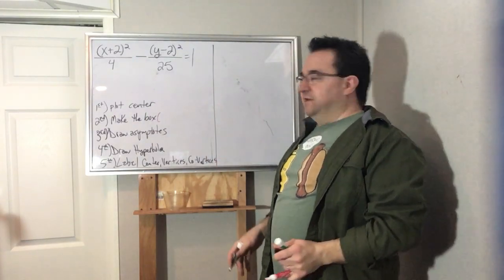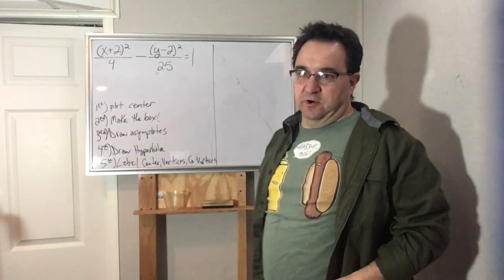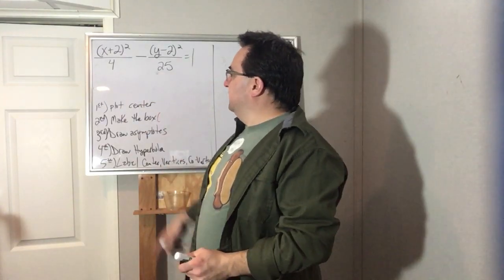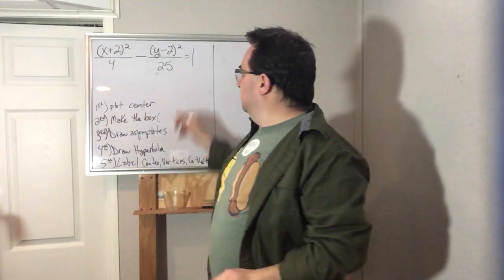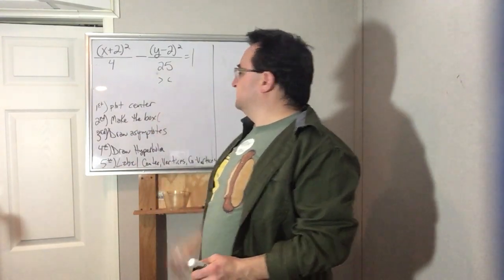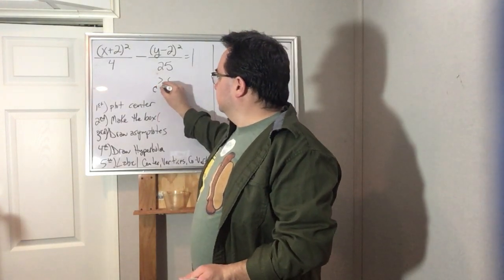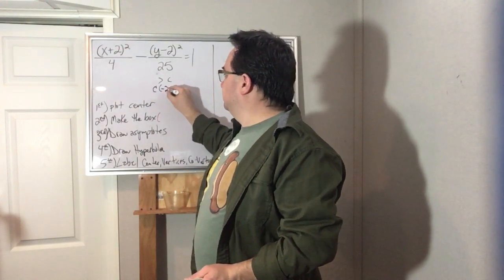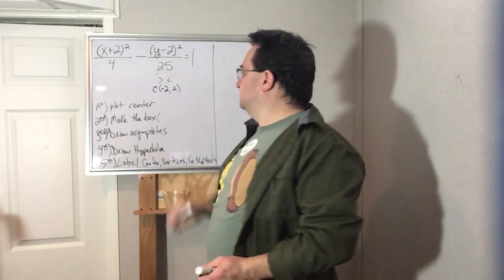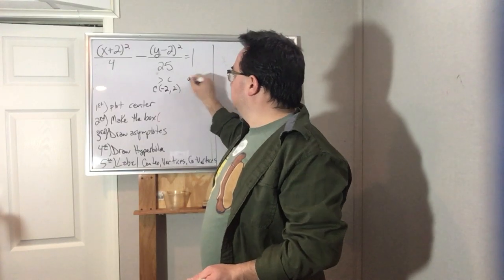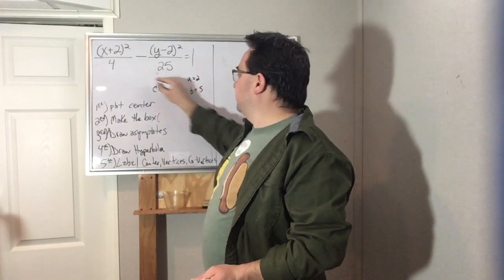All right, what do I know? I know it's a hyperbola. I see the fractions and the minus sign. Secondly, I know that because the x comes first, it opens sideways like that, horizontally oriented. Thirdly, I know where the center is. It's at -2, +2. Third, A comes first, so A is 2 and B is 5.